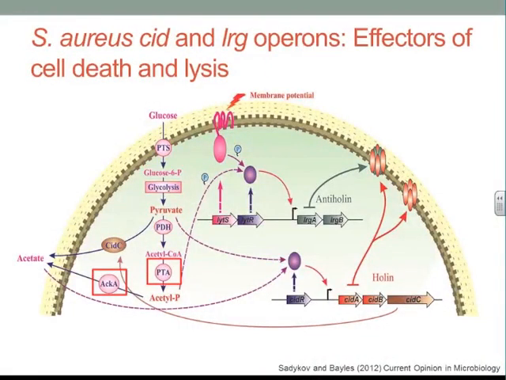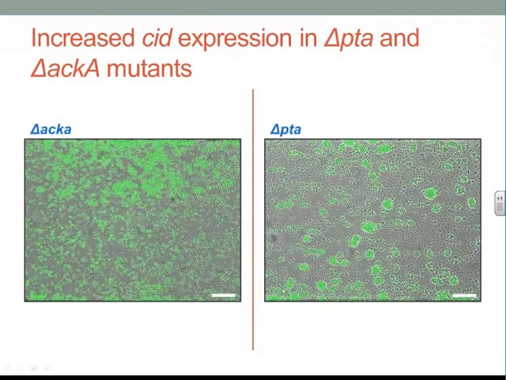What you can see here is that we have these two important enzymes that are involved in converting acetyl-CoA and acetyl phosphate to acetate. And what was previously shown by a postdoc in our lab is that when you knock these two enzymes out, you actually get an increase in side expression inside of the cell. So our next step was to try to figure out what's still going on. So we moved our side expression dual reporter into the ATK and PTA background.